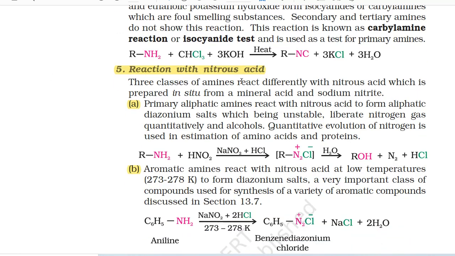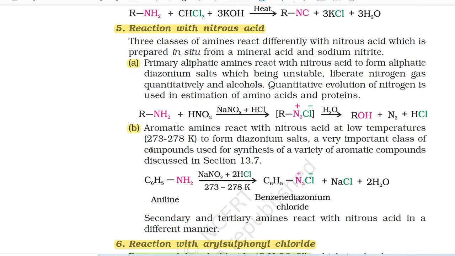Fifth, reaction with nitrous acid. Three classes of amines react differently with nitrous acid, which is prepared in situ from a mineral acid and sodium nitrite. A. Primary aliphatic amines react with nitrous acid to form aliphatic diazonium salts, which, being unstable, liberate nitrogen gas quantitatively and alcohols. Quantitative evaluation of nitrogen is used in the estimation of amino acids and proteins. RNH2 plus HNO2, in presence of NaNO2 plus HCl, will form RN2+ Cl- as an intermediate. Then again in presence of H2O will form ROH plus N2 plus HCl.